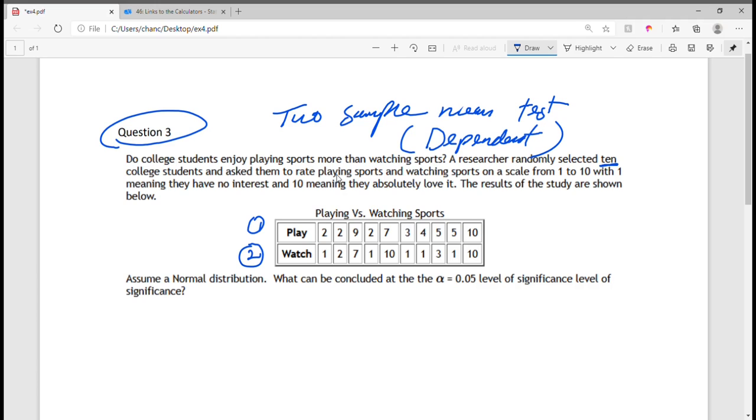We will start the problem by stating the claim. The claim is, do college students enjoy playing sports more than watching sports? Group 1 is playing sports and group 2 is watching sports. So the claim is mu1 is greater than mu2. And for the complement, it's the opposite. That's mu1 is less than or equal to mu2.